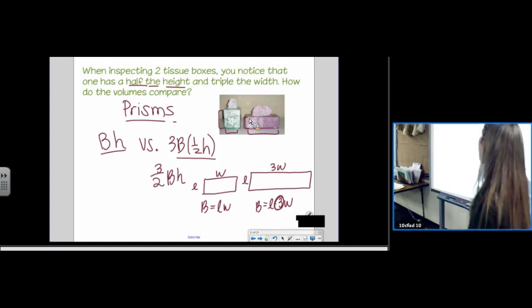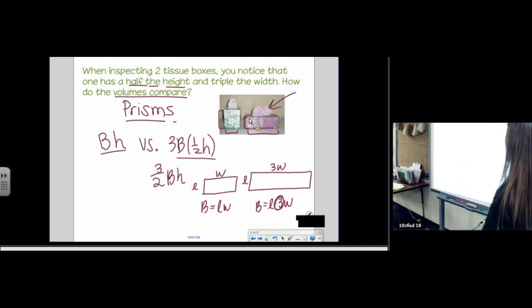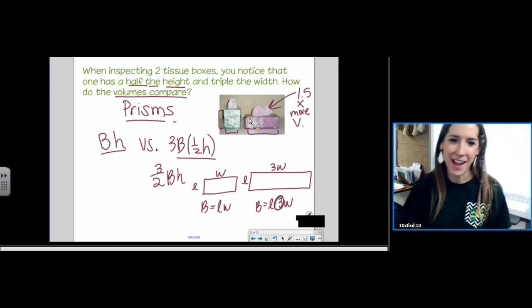Final answer, how do the volumes compare? This one has 1.5 times more volume, or 3/2 times more volume.